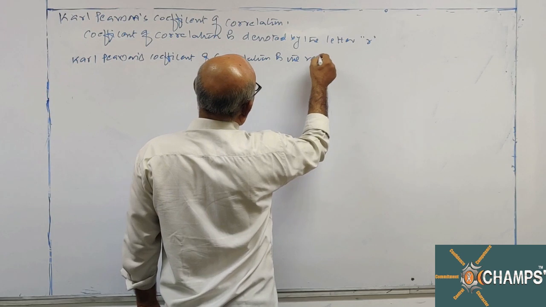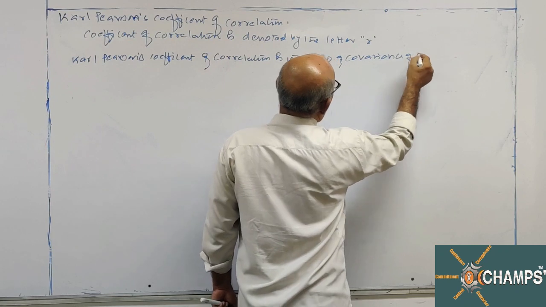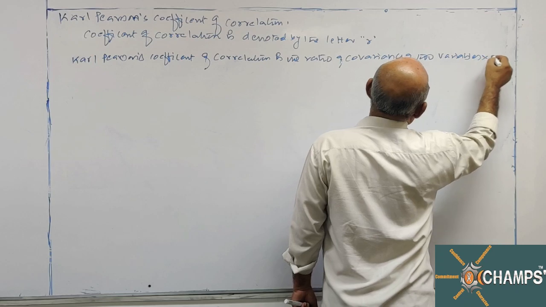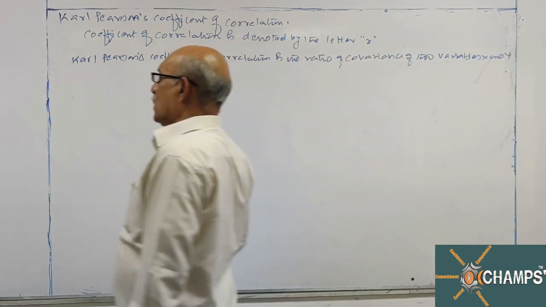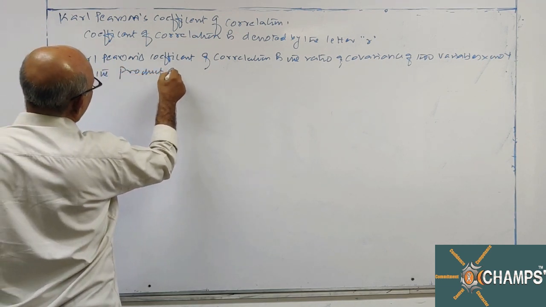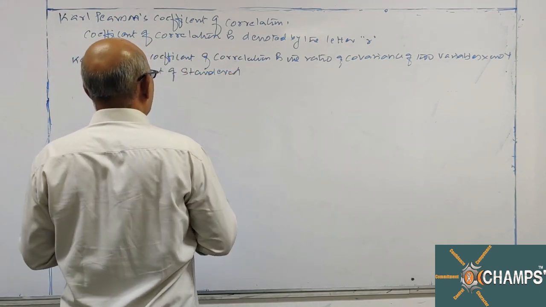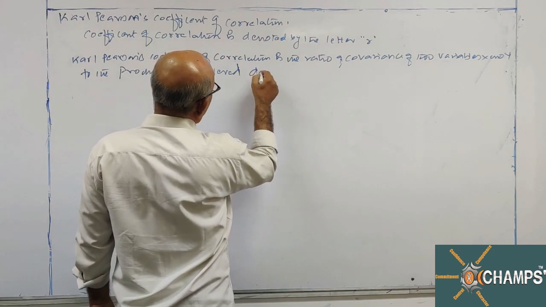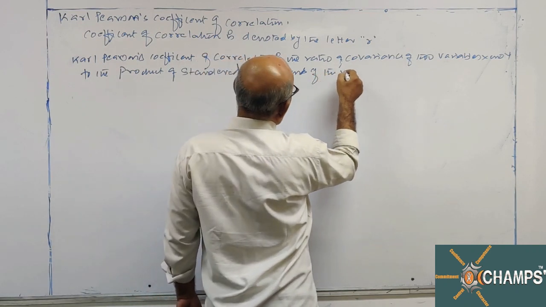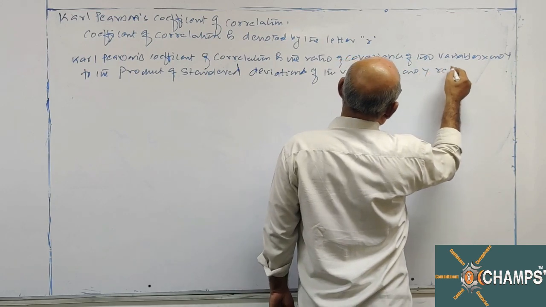is the ratio of covariance of two variables x and y to the product of standard deviations of the variables x and y respectively.